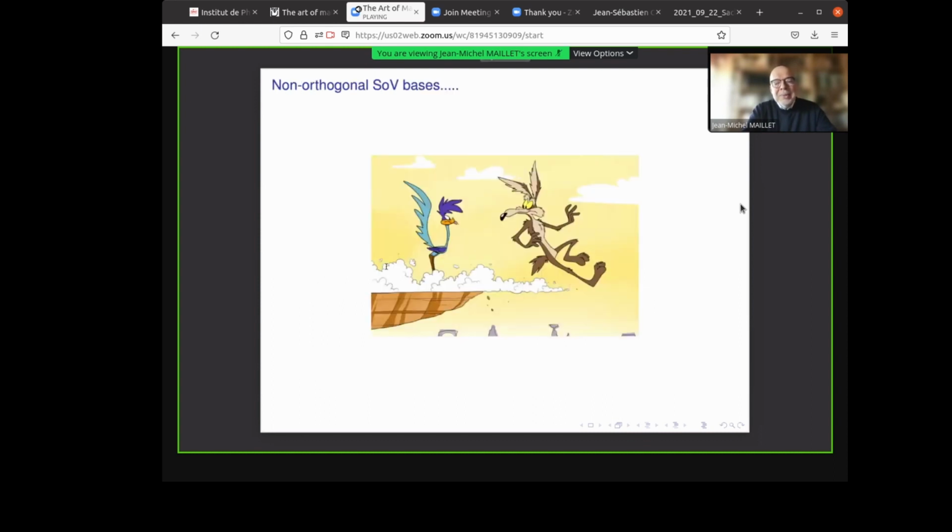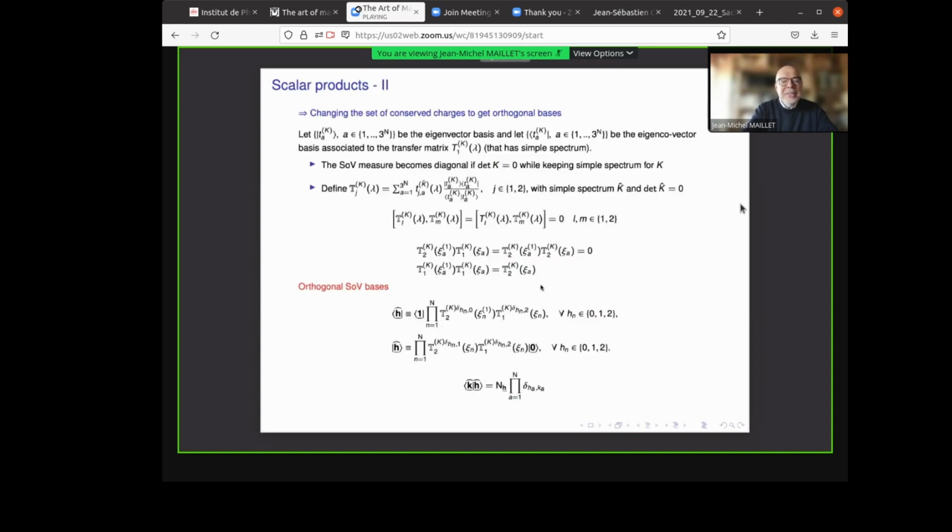Somehow a non-orthogonal SOV basis is not so nice. You could have some drawbacks. So we decided that we should take advantage of our vision of the SOV basis from conserved charges. So maybe if you get such non-orthogonality, it means that you did not pick the right charges to construct the basis. You see, there are many choices.